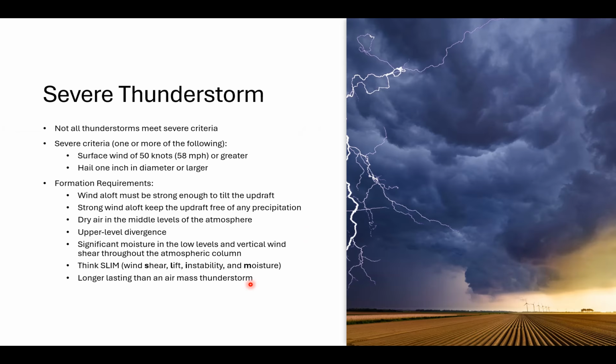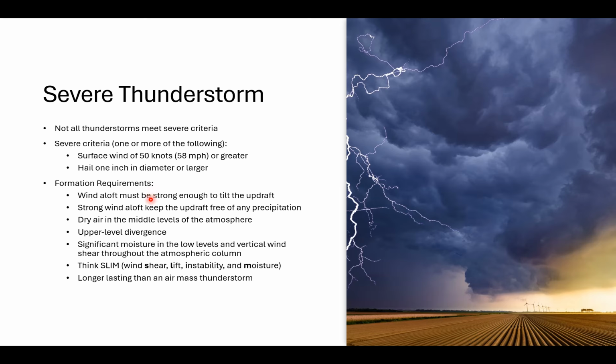For severe thunderstorms now. So now we talked about the ingredients for basic thunderstorms. Now let's talk about the severe thunderstorms. Now, a thunderstorm that is severe has specific criteria here. One or more of the following must be present to be classified as a severe thunderstorm. This is directly from the National Weather Service, from NOAA. Surface winds of 50 knots or 58 miles per hour or greater. Hail 1 inch in diameter or larger. So if either of these conditions is met, it is a severe thunderstorm.